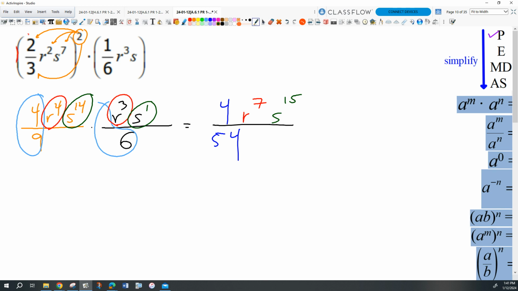Okay, am I done? Could I simplify anything else? How about the fraction? Yeah, you can reduce it. I could divide both the top number and bottom by 2. There you go, by 2. Okay, good. And we get our final answer.